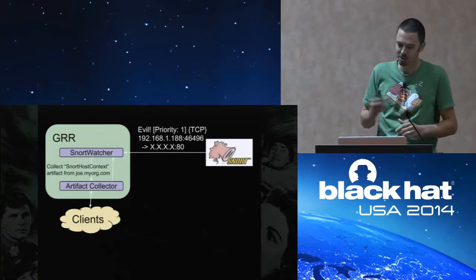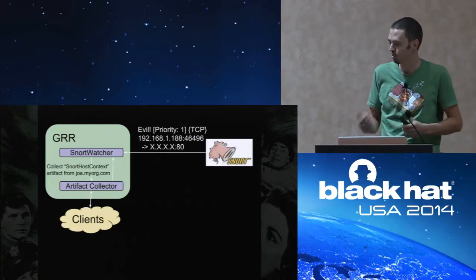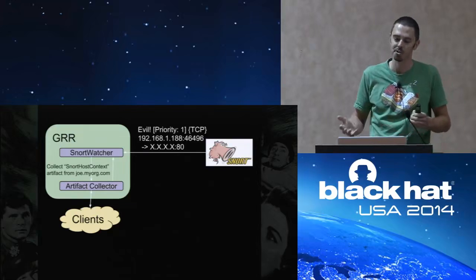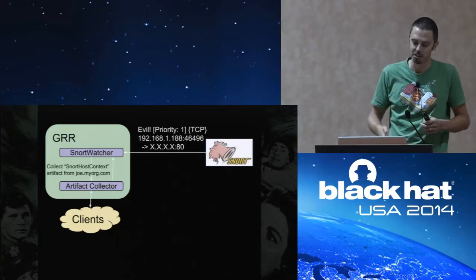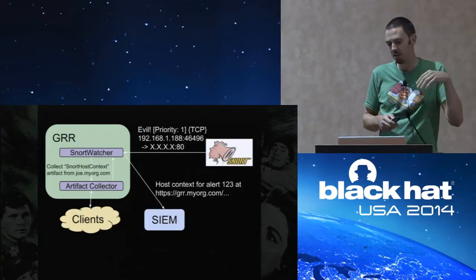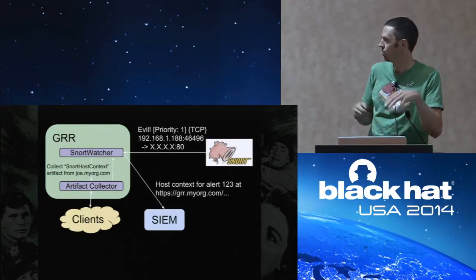So you can automatically fire off, maybe you have an artifact that's: list all the running processes, look at listening network connections, tell me the patch level of this machine, show me the installed software, this kind of stuff. You can send that out to the client. It'll report back. And then you can imagine taking that data and sending it into your security event manager.